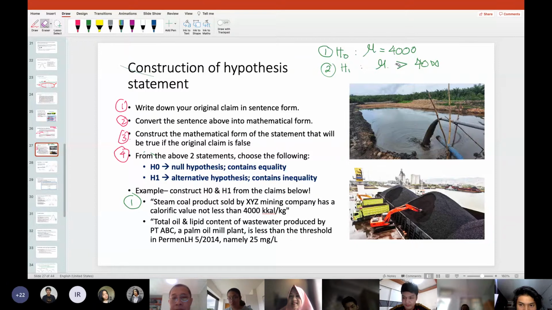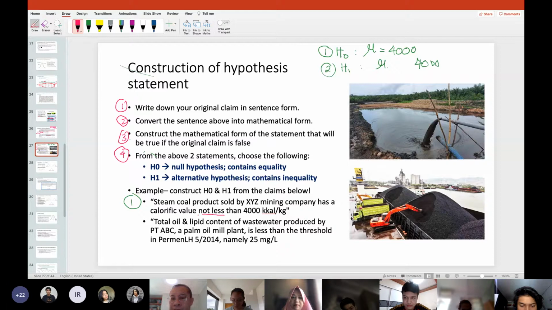That is the original claim. Okay, not less. So now let's not worry about the H null and H alternative first. Just take a look at this statement. The company claims that the coal has a heating value not less than 4,000 kilocalorie per kilogram. And then we change this verbal statement into mathematical form. So this would be mu.